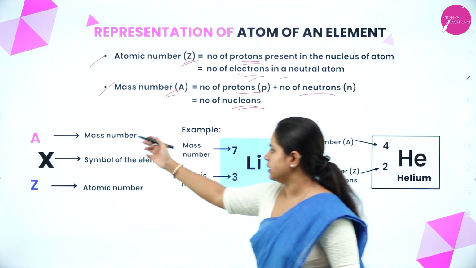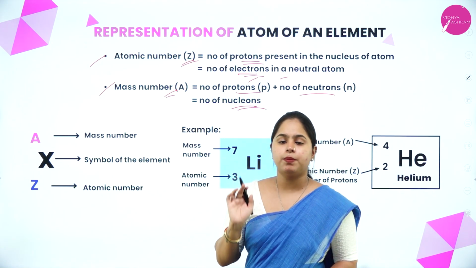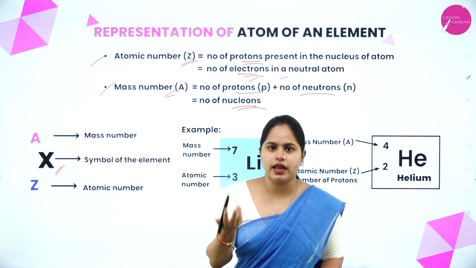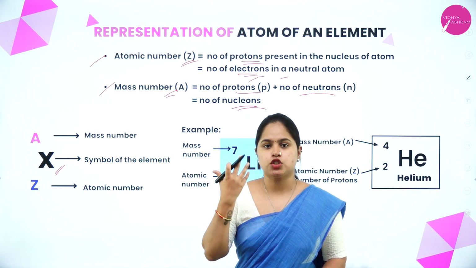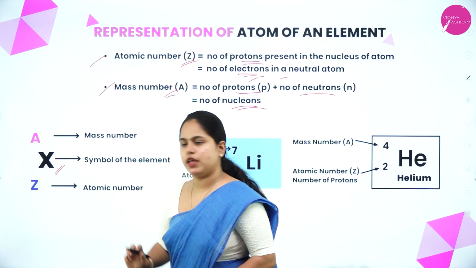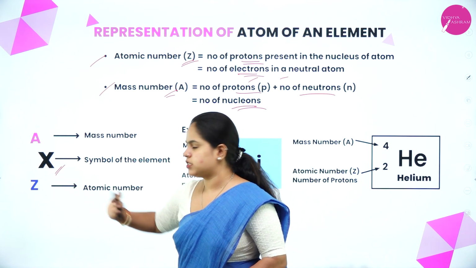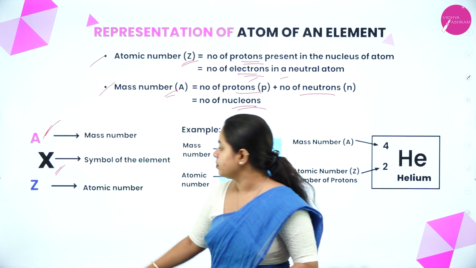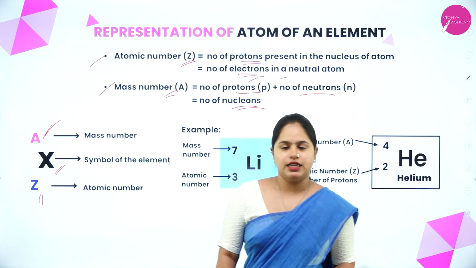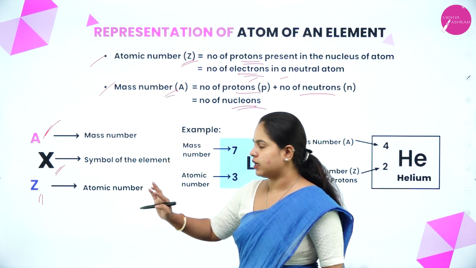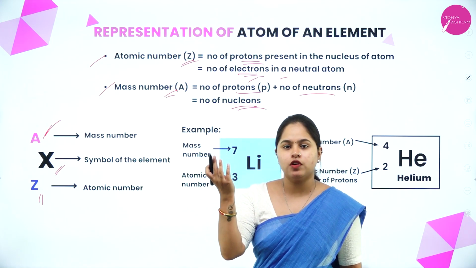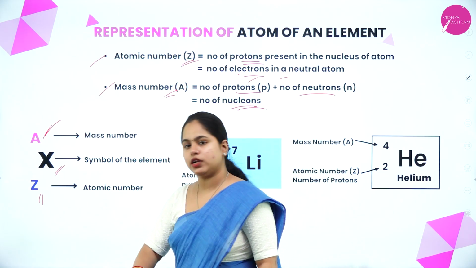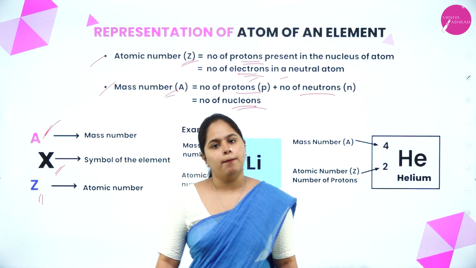So you can see here, this is how you have to represent your element. This X represents the element, whichever element you want to represent, the symbol of that element you have to use in the place of X. Then what is A? A is your mass number and Z is your atomic number, right? So don't get confused. Usually you will think A will be the atomic number. No, it is the opposite way. Z is your atomic number and A is your mass number.